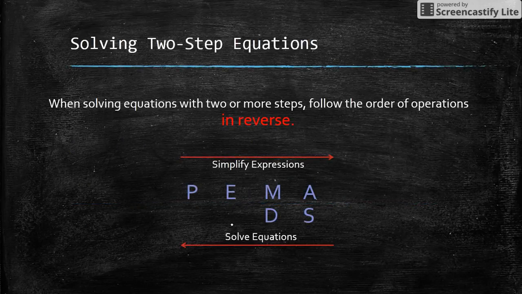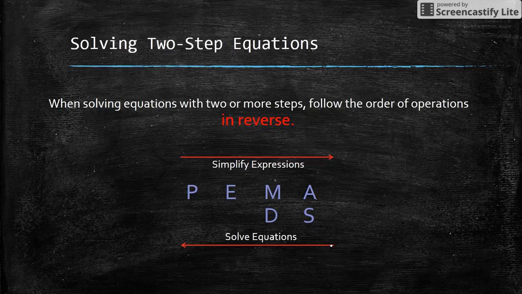When we're solving two-step equations, so anytime we're working with equations with two or even more steps, we're going to follow the order of operations, but we're going to go backwards. We're going to do that in reverse. Here I've got PEMDAS: parentheses, exponents, then multiply and divide in the order they appear from left to right, and then add and subtract in the order they appear from left to right. That's what we did in chapter 1, when we were simplifying expressions. That's the normal order of operations that we follow.